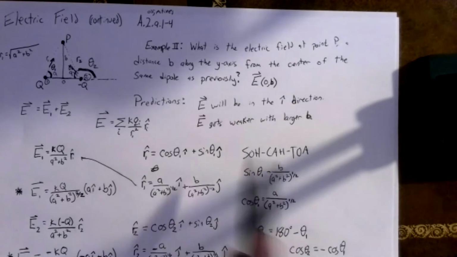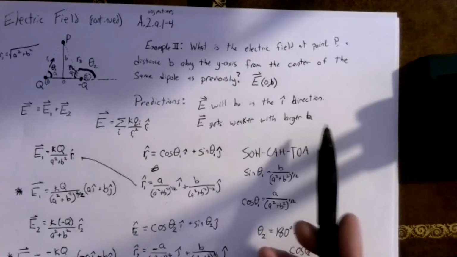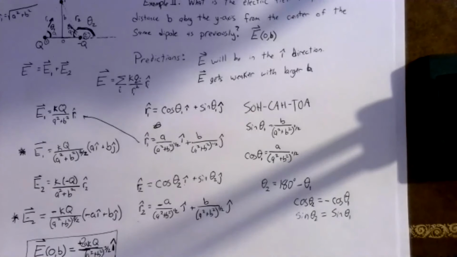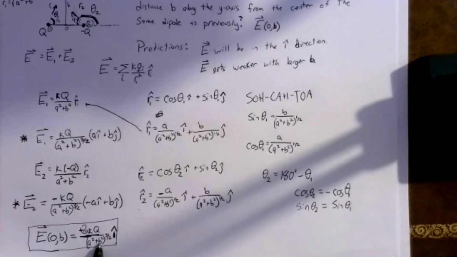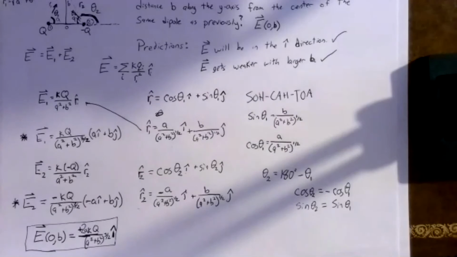And we can also see that our second prediction works as well. E gets weaker with larger B. The way we can tell that is that B is in the denominator here. So the bigger B is, the bigger our denominator, and the smaller our electric field. So our predictions seem like they work.